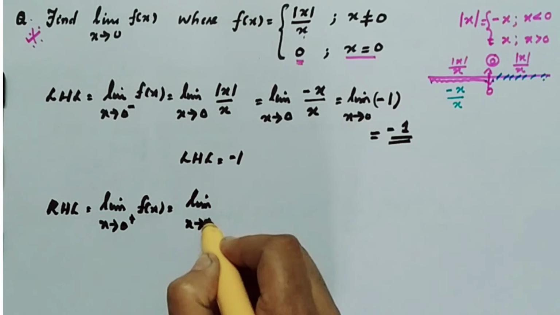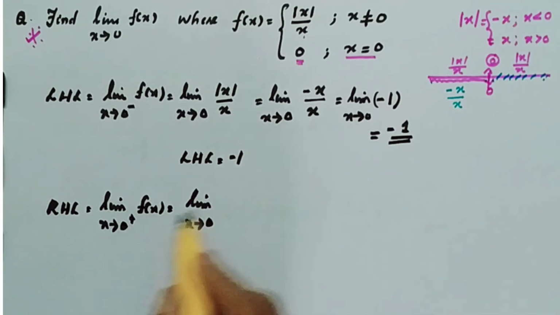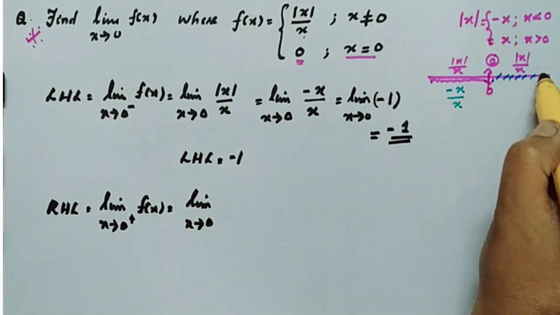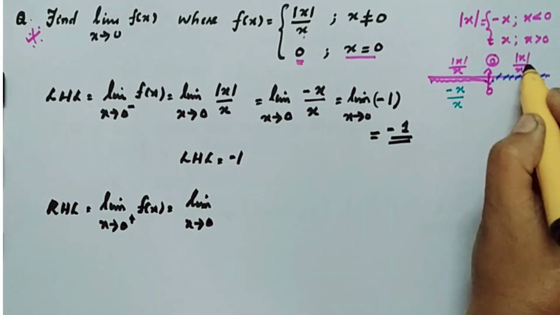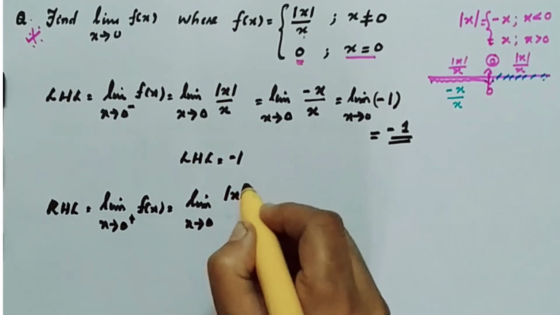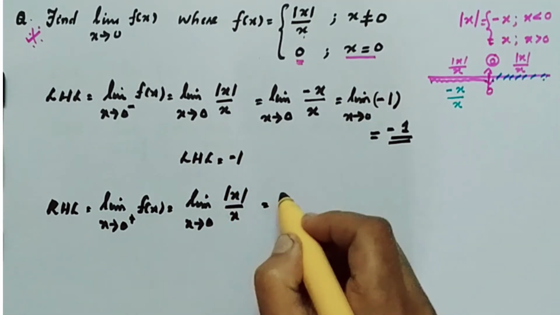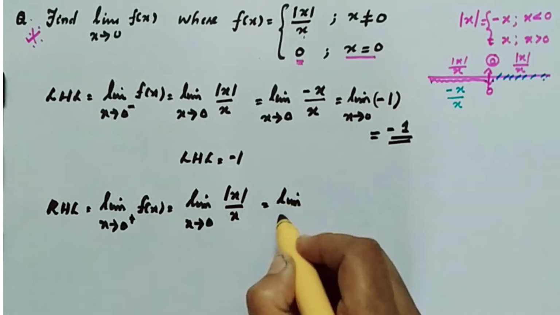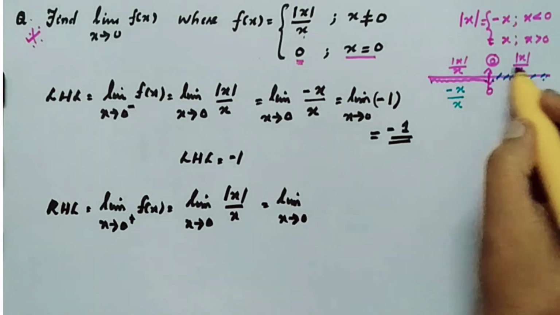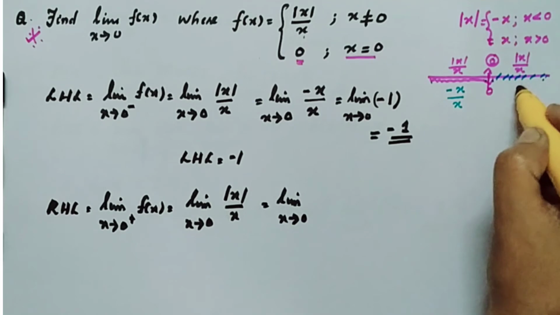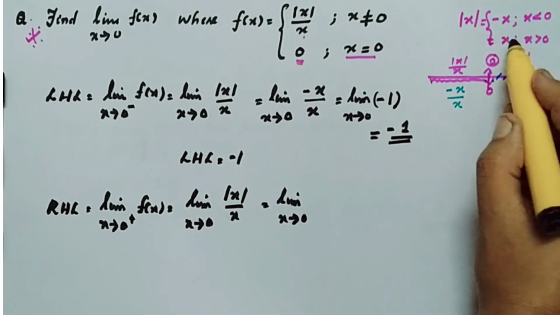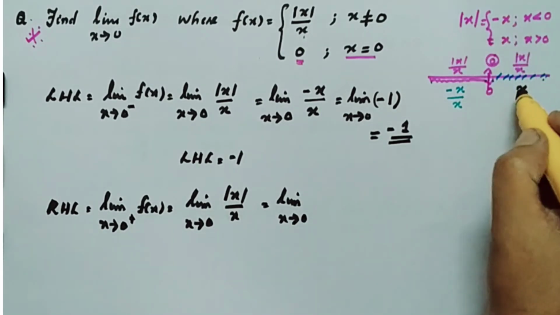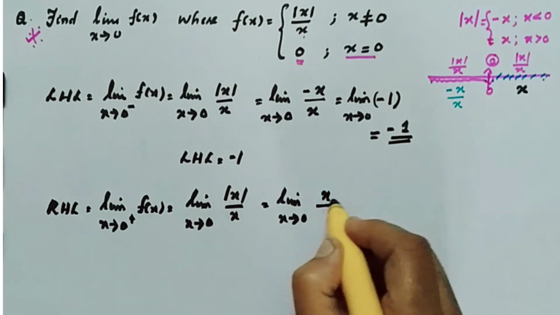How can we find the limit as x tends to 0? The limit as x tends to 0 plus of f(x) means the value of the function on the right side of 0, which is mod x by x. On the right side of 0, mod x is the same as x itself, because x is greater than 0, so the value of mod x is x. So x divided by x.